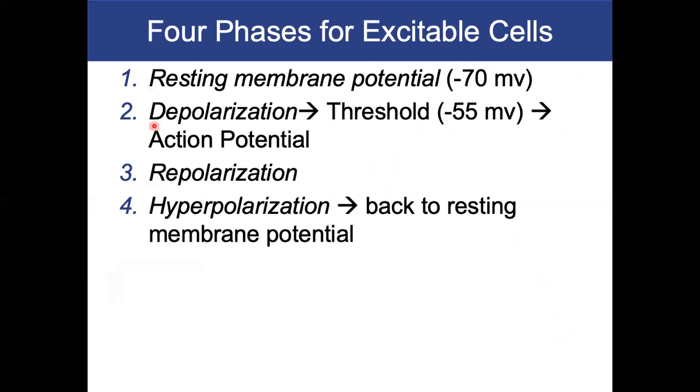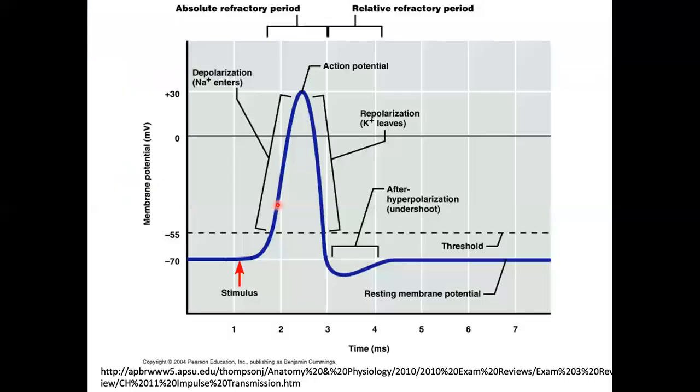Okay, so the 4 phases for an excitable cell would be resting membrane potential. These are for nerves and muscles. Then depolarization to threshold and depolarization producing an action potential. And then repolarization and hyperpolarization. Okay, so let's go over that. Here's your time in milliseconds. Here's your membrane potential in millivolts, right? This is negative 70. This nerve is in resting membrane potential.